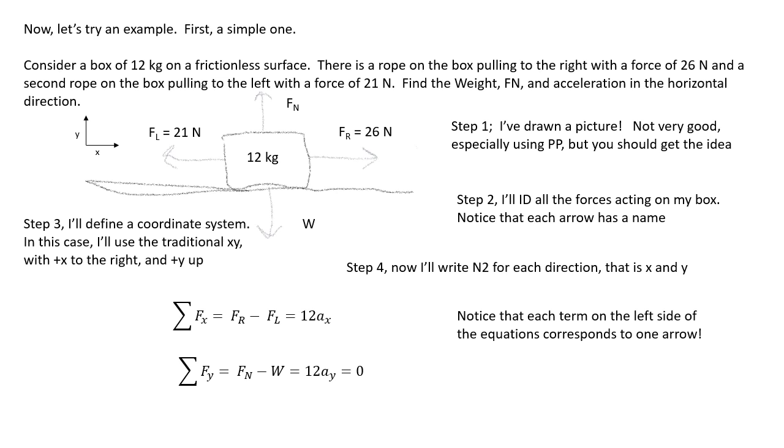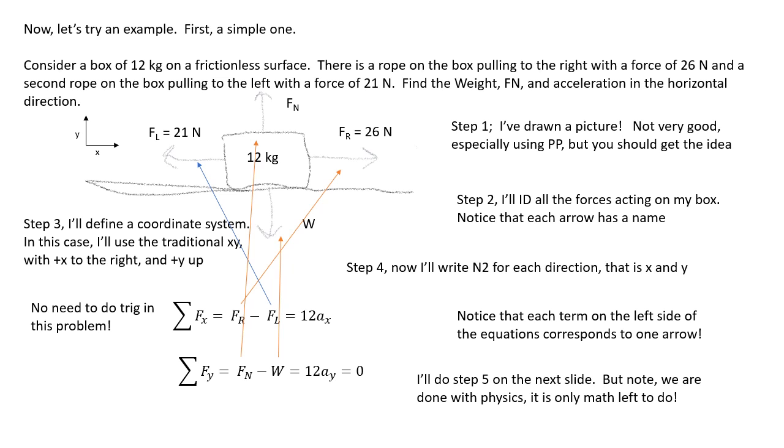Again, notice that each term on the left side of the equations corresponds to one arrow. There's an arrow for my right, there's an arrow for my left, there's an arrow for my weight, and there's an arrow for my normal force. I don't have to do any trig in this problem because all my directions are either in the X or Y direction. I'm going to do step 5 on the next slide, but now note we are done with physics. There's only math left to do.